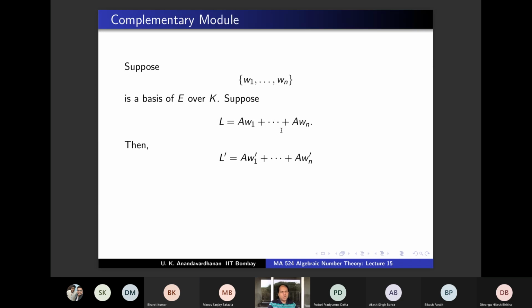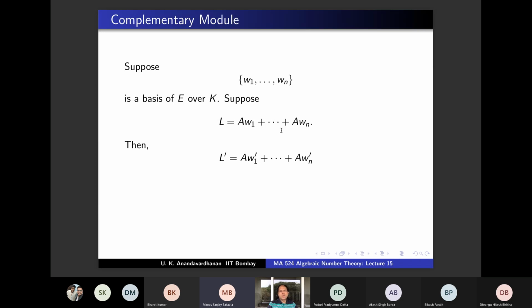We have seen all these things long back. There's a very natural basis that you will consider. Given a basis, there's a natural notion of another basis, no? And the word is dual. So what is it? Dual basis, right? With respect to any bilinear form, you have the notion of dual basis. So we take Wi prime such that the trace of Wi Wj prime is delta ij.